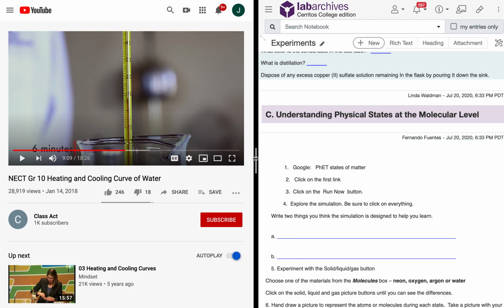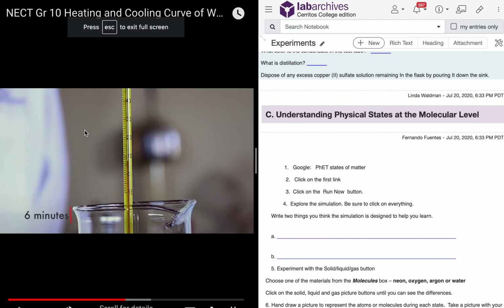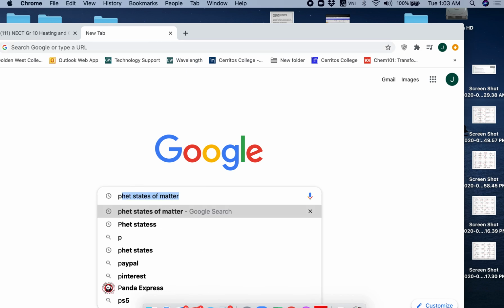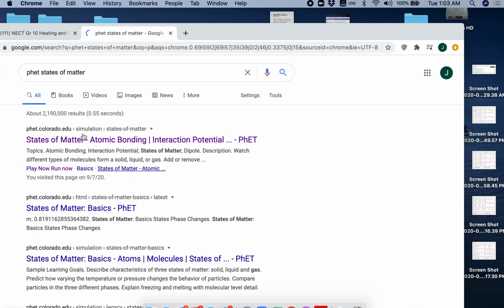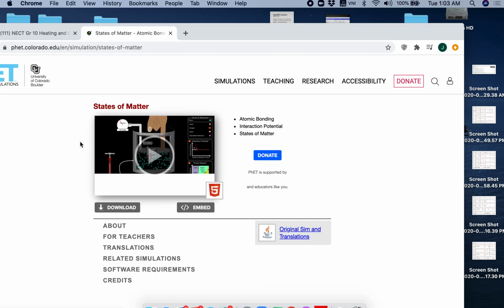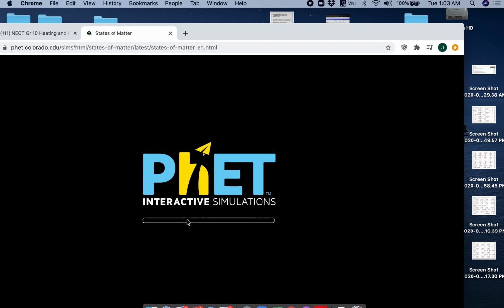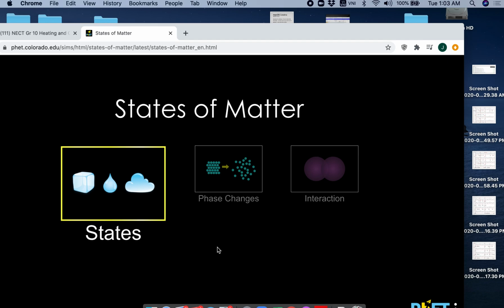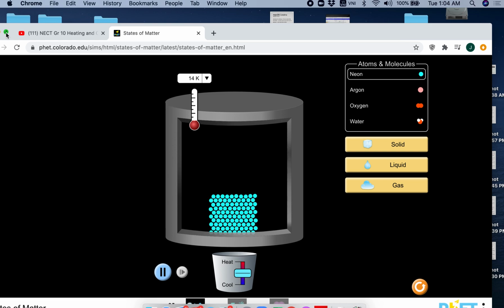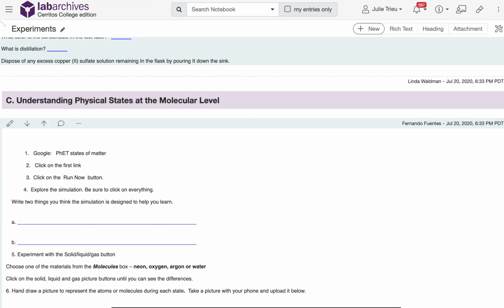Google "PhET states of matter." Let's try this. Let's say we finished with this already. Then we're going to Google "PhET states of matter" and click on the first link. There is a simulation that will load for you, and you're going to learn about the different states: solid, liquid, and gases. And let's get back to your lab again. There you go.